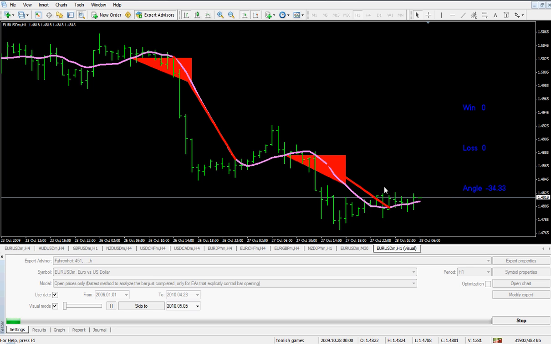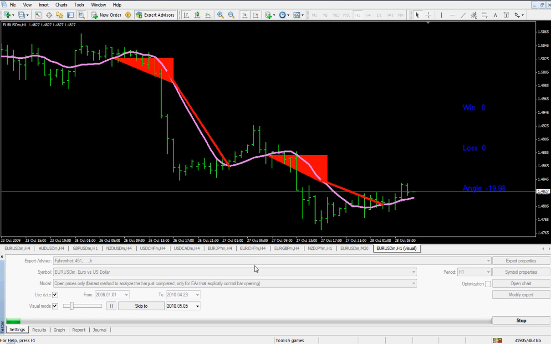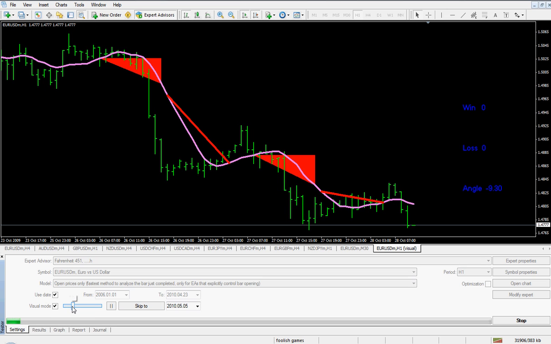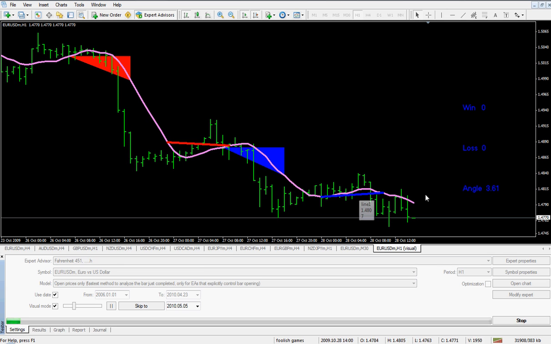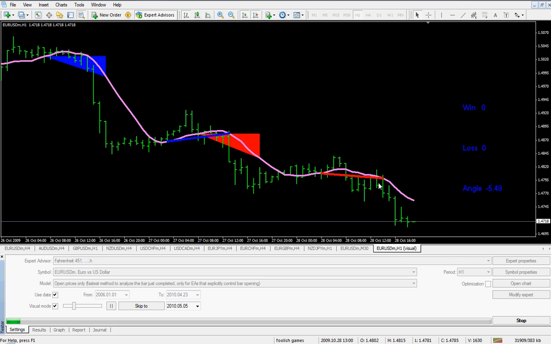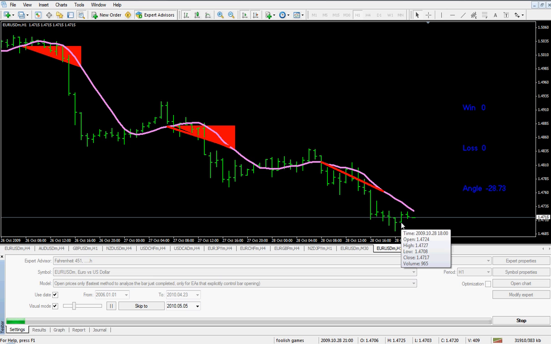Anyway, that's the angle. When it turns positive, the color will change to blue. That's more visual than anything. Doesn't really mean anything. It's just kind of a visual deal. Okay, see how it turned blue? That was pretty good timing. And the angle was blue. Okay, now it's turned back negative. It's going to be red. It's got to get to a minus 50 to buy.